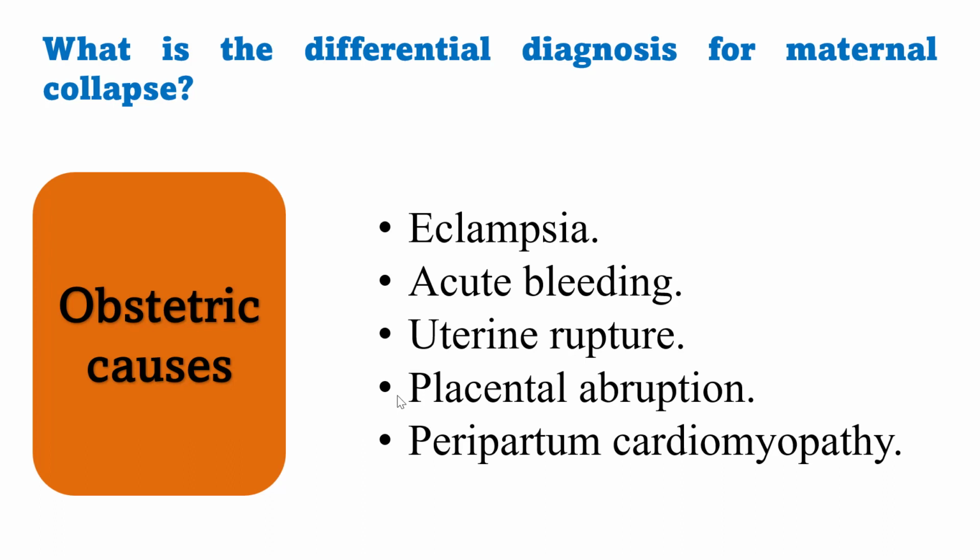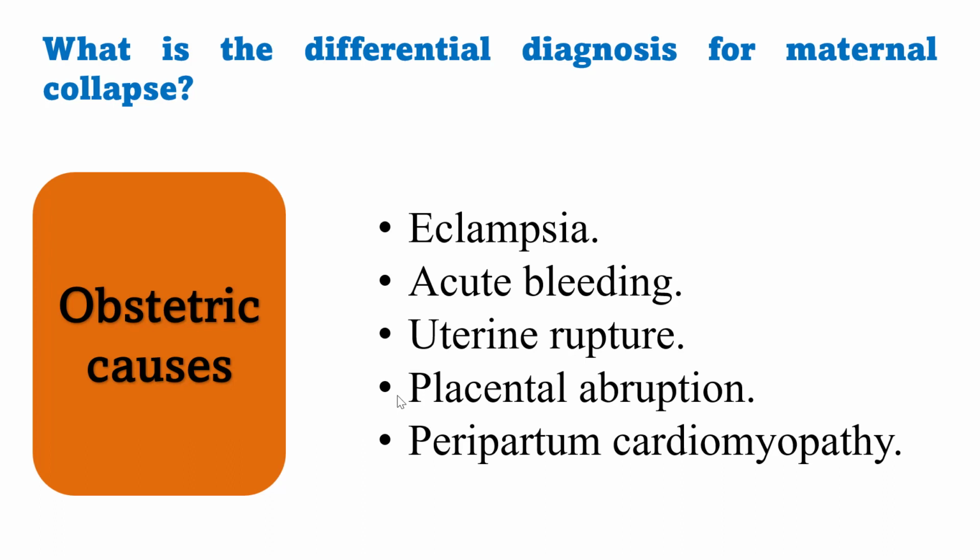Secondly, the acute bleeding. The acute bleeding can be due to maternal coagulopathy, for example, or due to any other cause like uterine rupture, placental abruption, or placenta previa.